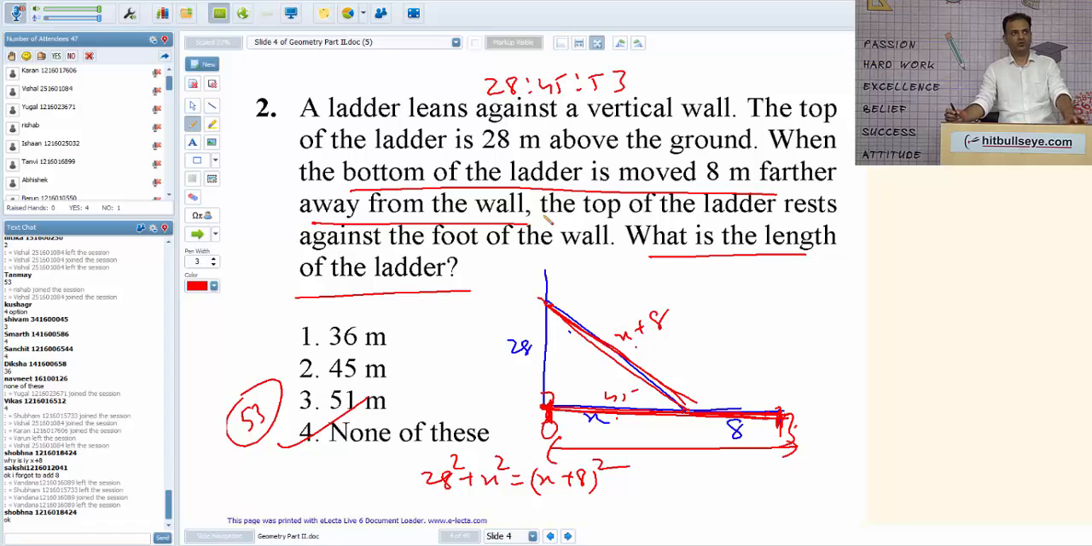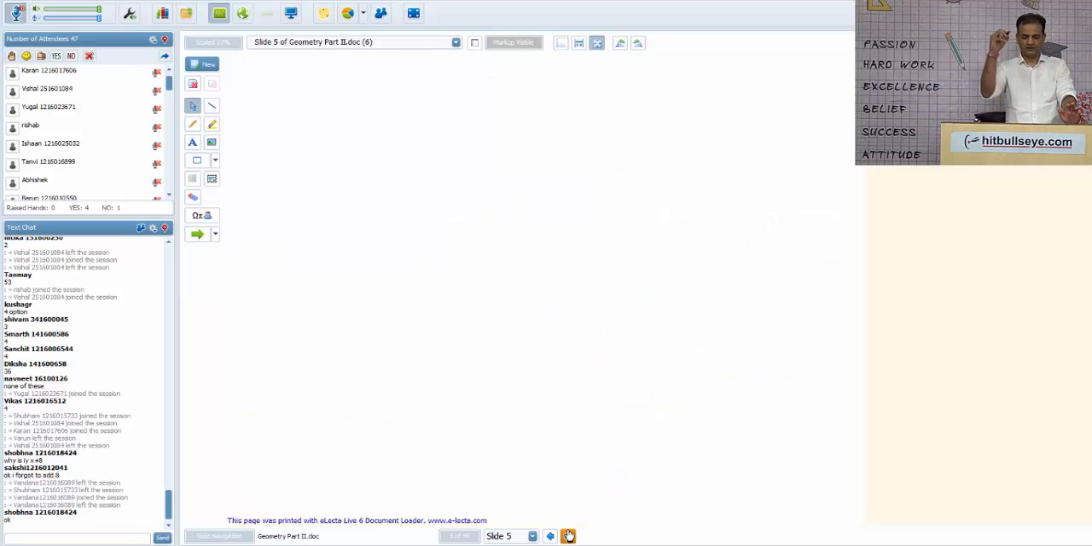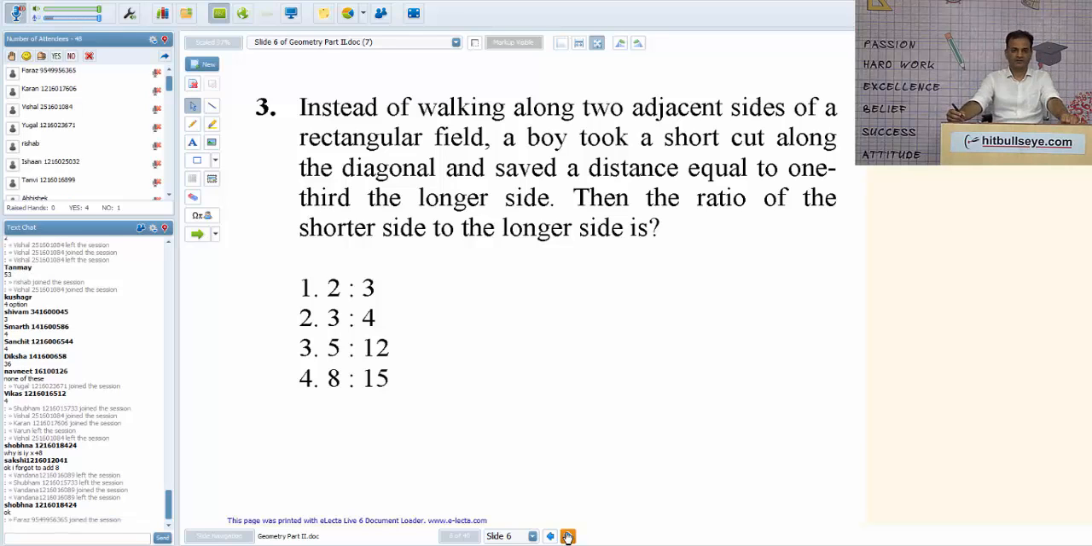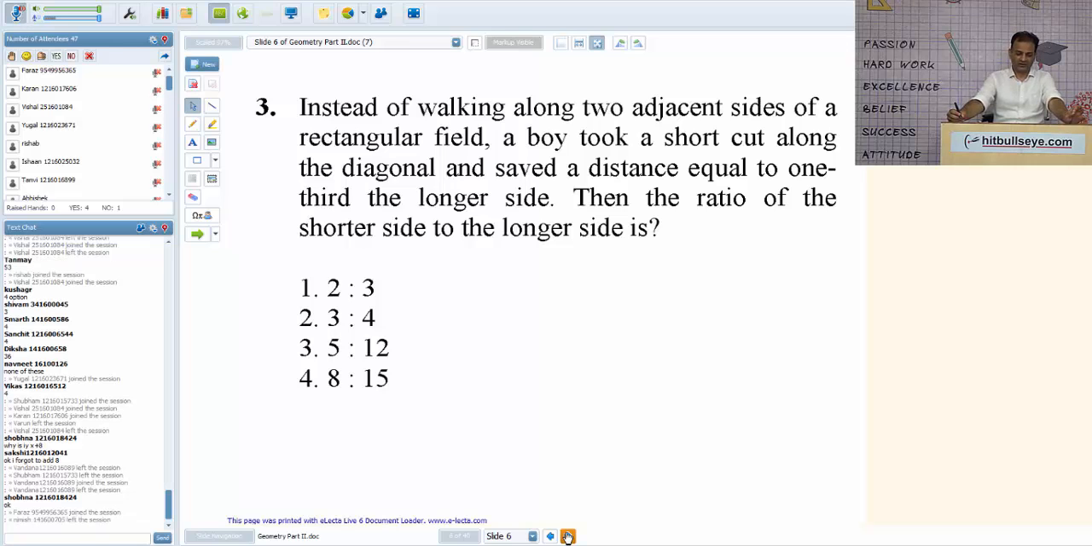So again, these two questions are from the CAT bulletin. Triplets we are using. So right angle triangle is very important. Now just go to the next question. Again from CAT bulletin, language is changed. Instead of walking along two adjacent sides of a rectangular field, no need to make an equation, see the choices, apply logic. So you should do this question without writing.